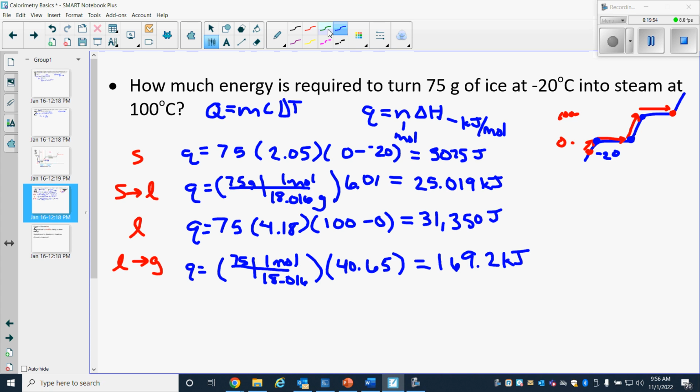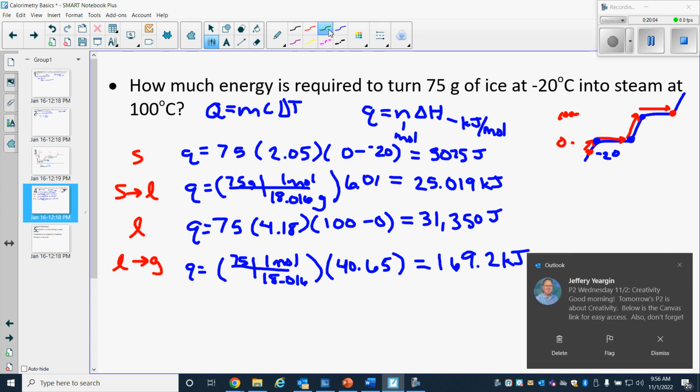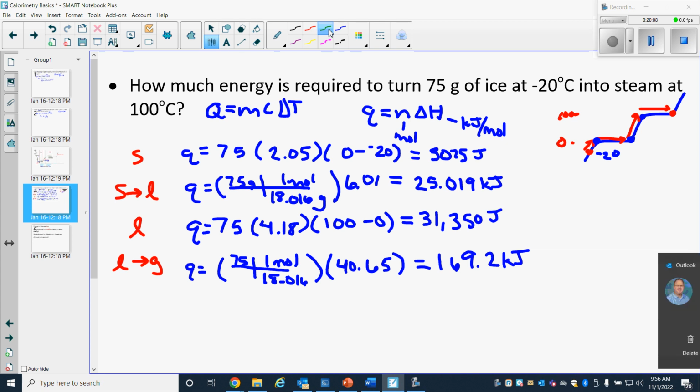But we also have some of our units in joules, some in kilojoules. So before we can add them, they have to be in the same unit. So typically I change everything into kilojoules. That way it's a more reasonable number whenever I add. So looking at the solid set, in order to change it to kilojoules, we will need to move the decimal 3 places.